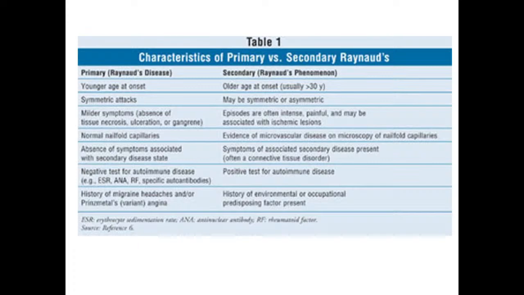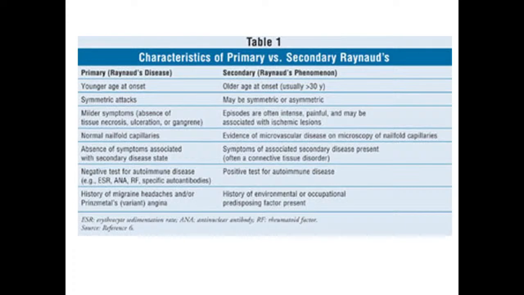When we perform a nail bed capillaroscopy, the nail fold capillaries are preserved in primary Raynaud's. If a patient comes to you with Raynaud's and we are doubtful whether it's primary or secondary, we look at the nail fold capillaries, and if there are capillary dropouts, we can be fairly sure that the Raynaud's is secondary, and it may help in the further workup of this group of patients.